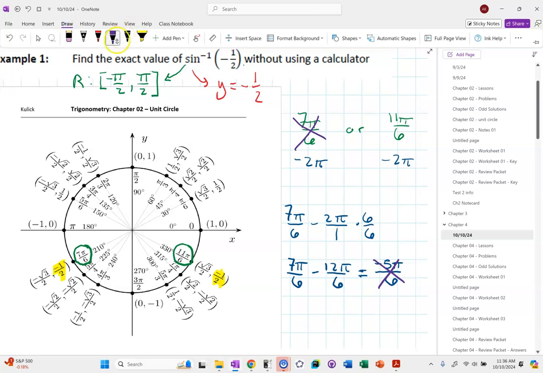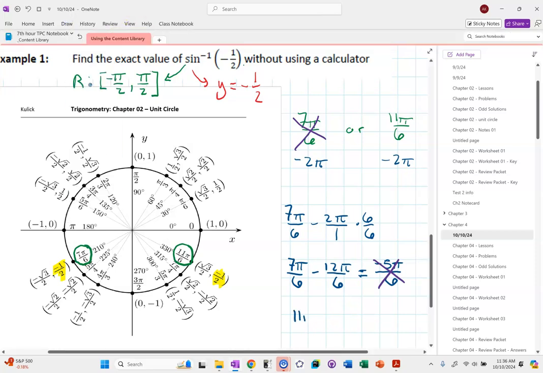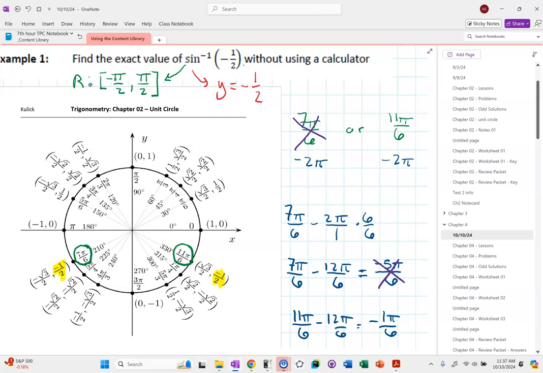Let's try 11/6 then. So I'm just going to write 2 pi as 12 pi over 6. Is everybody okay with that? Just cutting to the chase with the common denominator there. Now, my question is negative 1/6, is that between negative 1/2 and positive 1/2? Yes, right? Negative 0.5, positive 0.5. 1/6 is like 0.16. So negative 1/6 is definitely in there. So this is our answer.